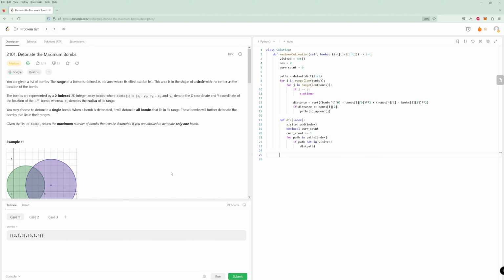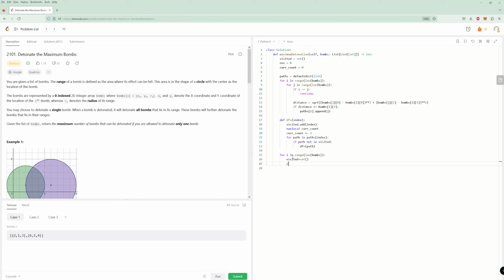Now we need to actually loop through our entire list of nodes in the bombs to try every single starting node. So that's going to be for i in range length of bombs. So what do we need to do in these? We need to clear the visited set, right? Because we're doing a brand new, we're starting over from the first one. So we need to do that.